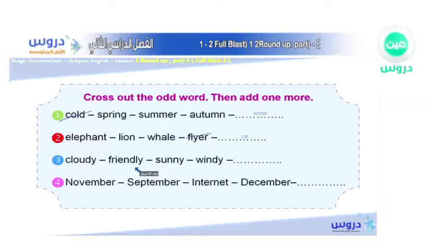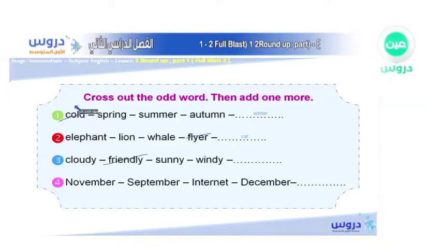What about the next word? We have the word sunny, as you can see here. The word sunny, is it related to friendly? Well, no, probably not. But is it related to cloudy? Yes, they are, because both of them are when we are speaking about the weather. What about the word windy also? Once again, it is related to the weather. So in that case, we cross out friendly. That's right, we cross out friendly because it's not related to the weather.